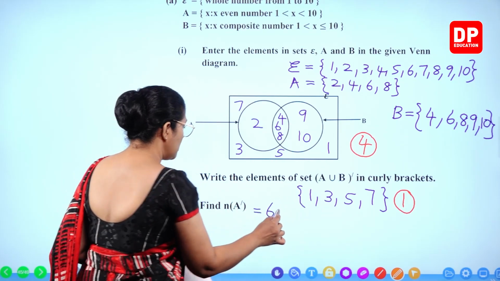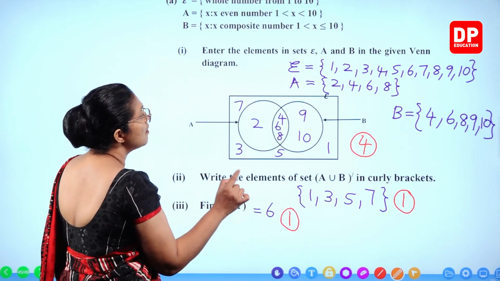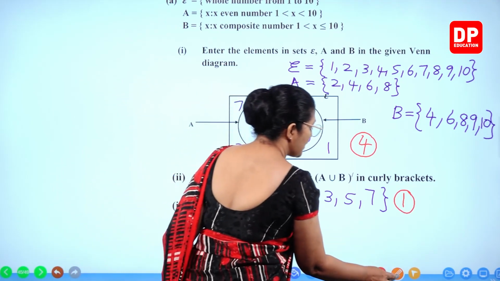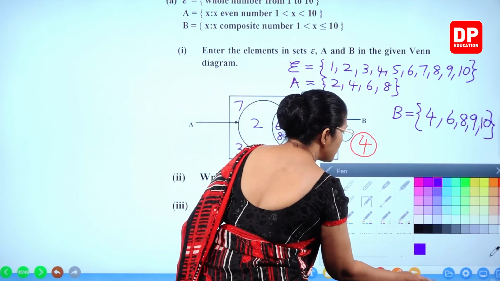And this is 1 mark. So this is the first part. 4, 5, 6 marks for that. Then the next part.